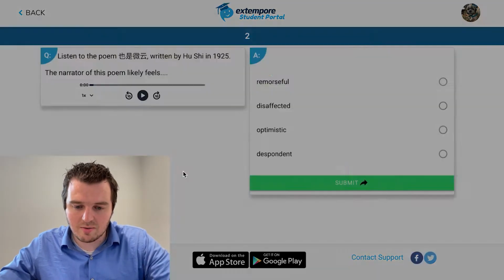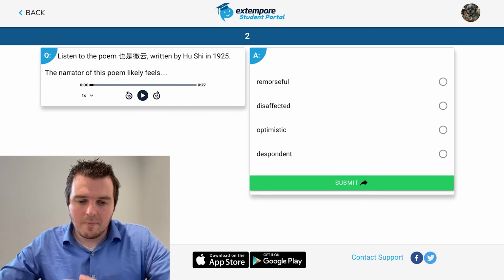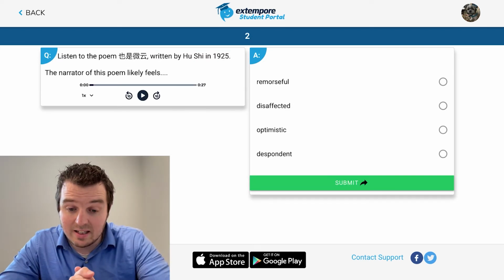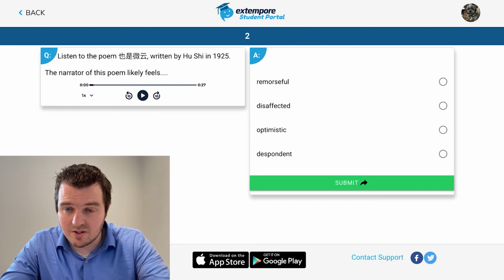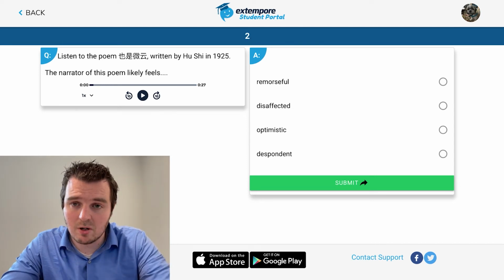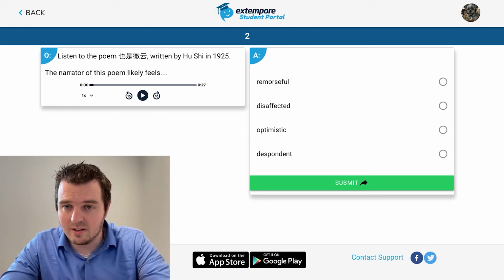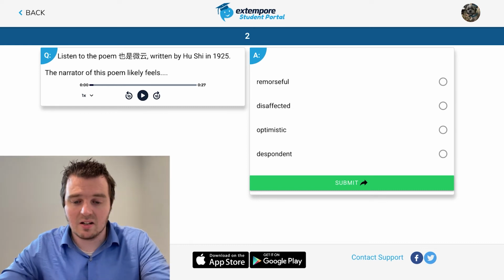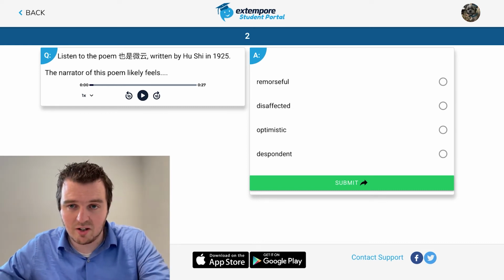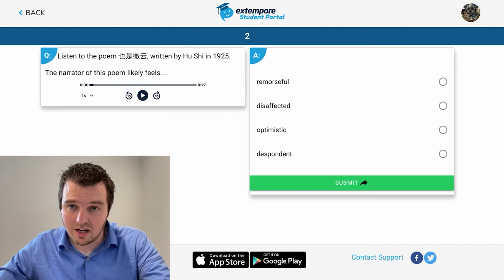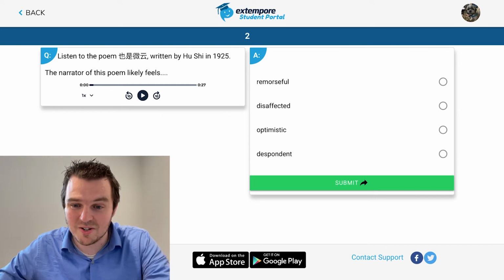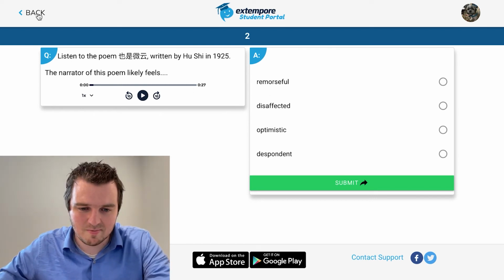Second question that we have, similar to the last one, the narrator of this poem likely feels. Inferences, right? I talked about these in the reading assessments blog that we did. What is the narrator likely feeling, right? Inferences that the students can make, listen to the poem, understand what's going on, understand what's being said, how the narrator would feel in the circumstance, and then choose the correct response.